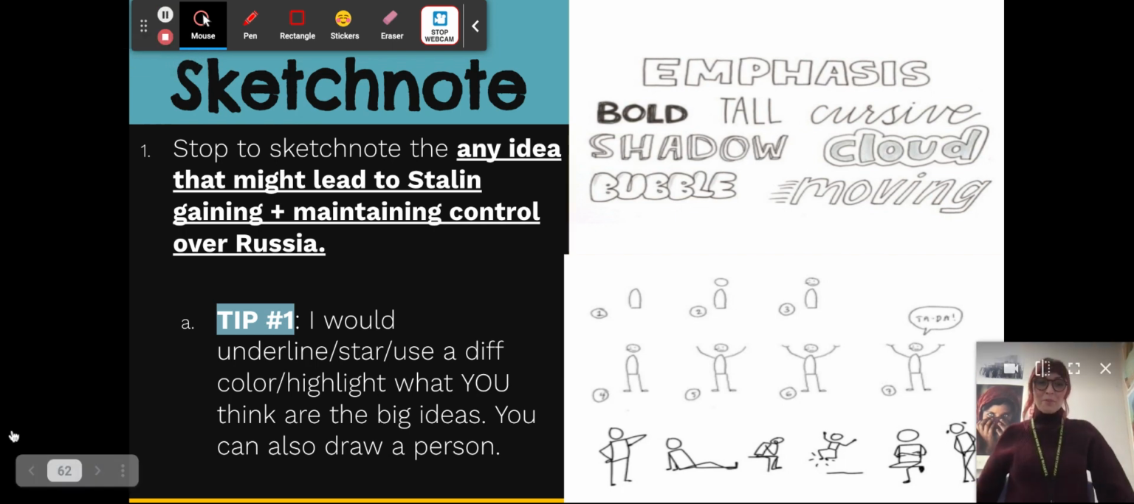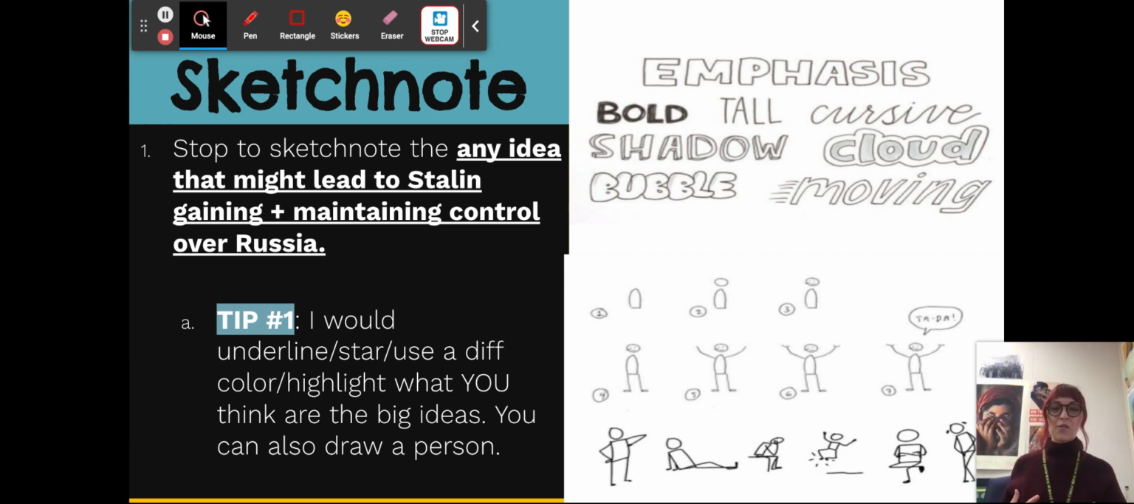All right, everyone, I know you're probably itching to get out of class right now, so I'm going to wrap it up real quickly for you all. So for the last part of our sketch notes, I want you to think of any idea that might lead to Stalin gaining and maintaining control over Russia. So take a minute to try to summarize some of the big ideas that we discussed today. And when you're done, try to see if you can underline, star, highlight some of the really key words or big ideas. Also, you can try to draw a person.